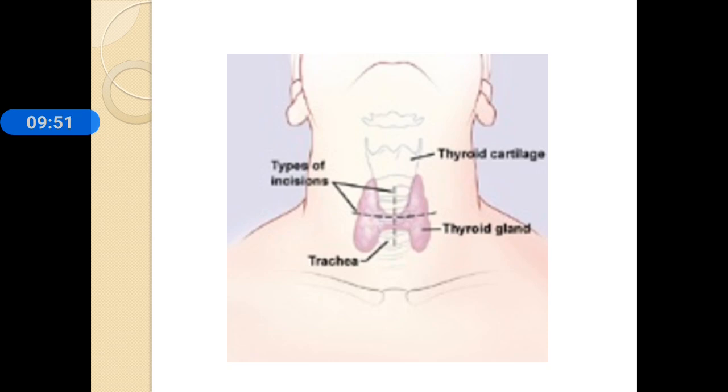So this incision here, you can see the transverse incision. The placement is almost the same as for thyroidectomy, except for the length of the incision. Now the vertical incision that is used for emergency or elective tracheostomy as well.